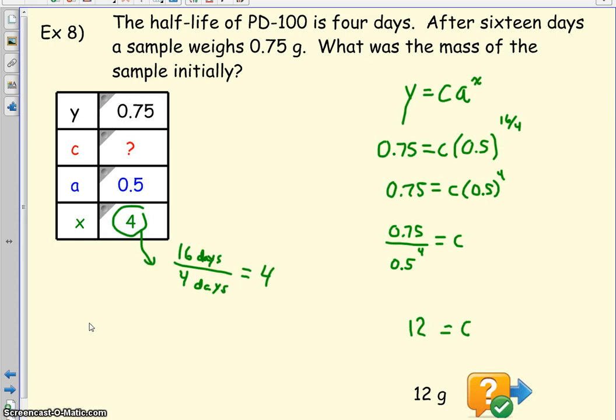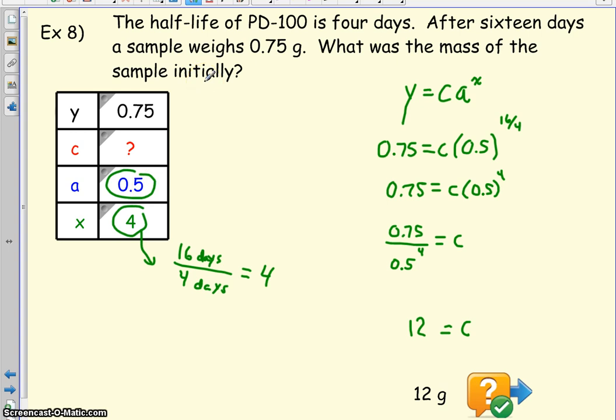Alright, let's take this one up. So again, we're told the half-life is 4 days. We're told that after a certain amount of time, 16 days, it weighs 0.75 grams. So that's going to be our final amount, or Y. We're looking for the initial mass, so that's our C, that's our unknown. So since we're dealing with half-life and it's halving over a certain period of time, we're going to have our base be 0.5. We have to be careful again with our exponent.